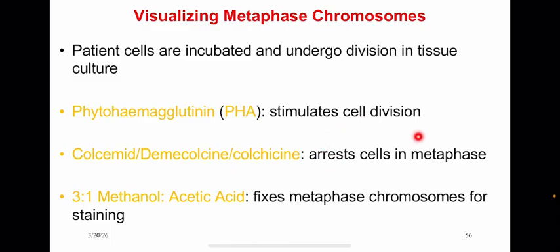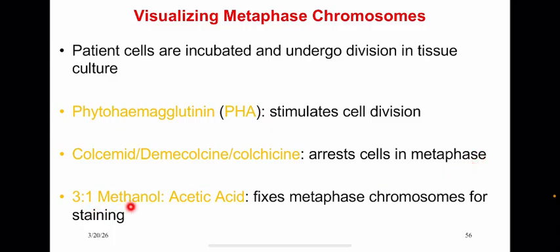So these are just ways of playing around with the cell, depending on what you want to do with it, whether you want to arrest the cell cycle to do a particular test, or you want to stimulate cell division. It depends on your aim. If you want to stimulate cell division, you use PHA, phytohemagglutinin. If you want to arrest the cell cycle in the metaphase stage, you use colcemid, demecolcine, and colchicine.